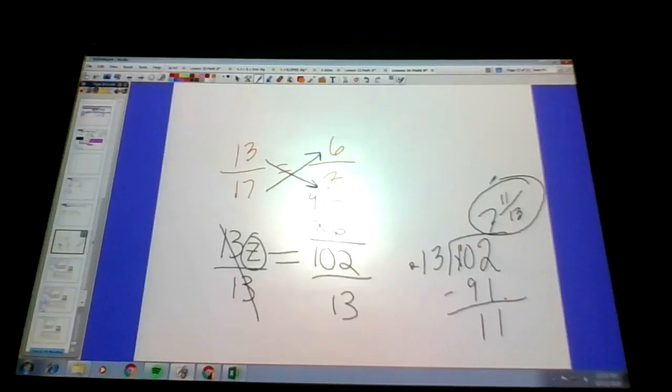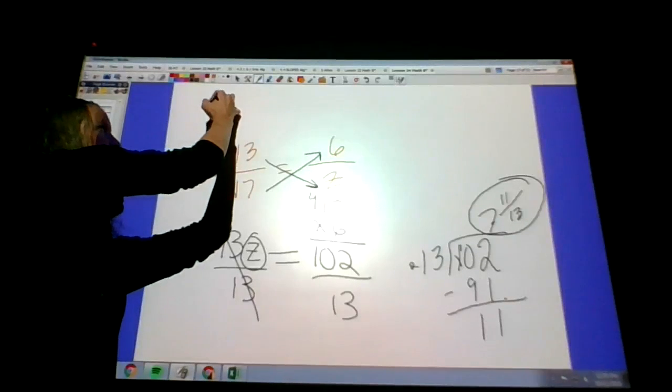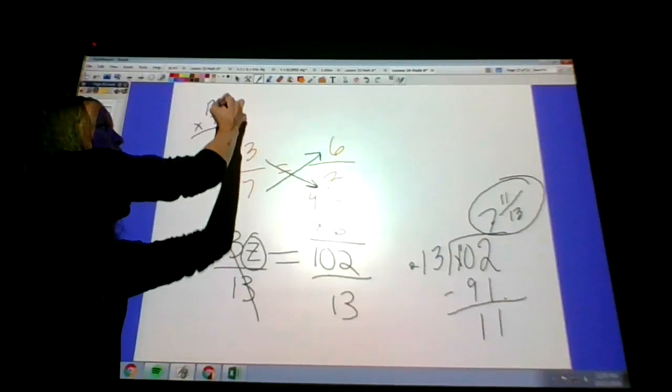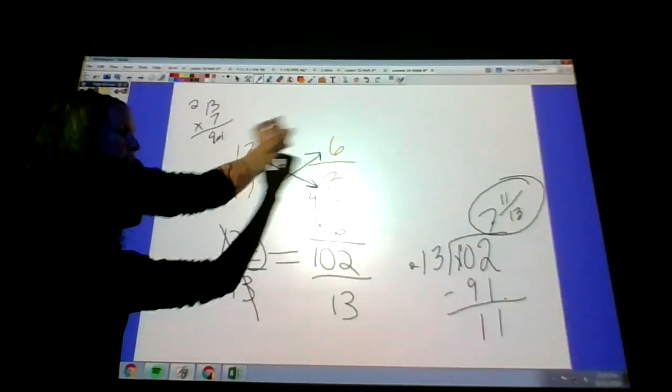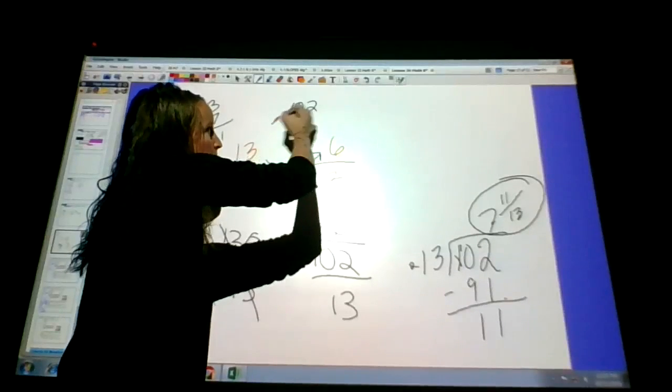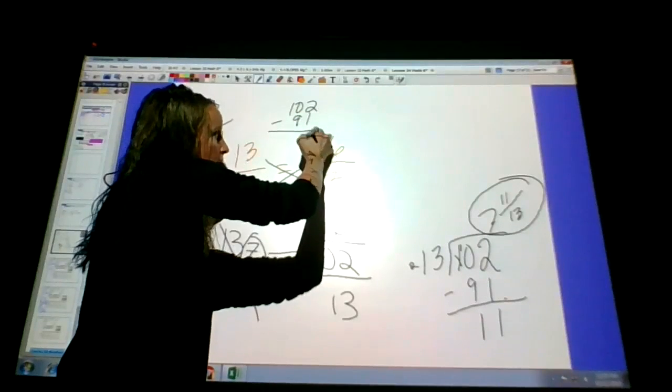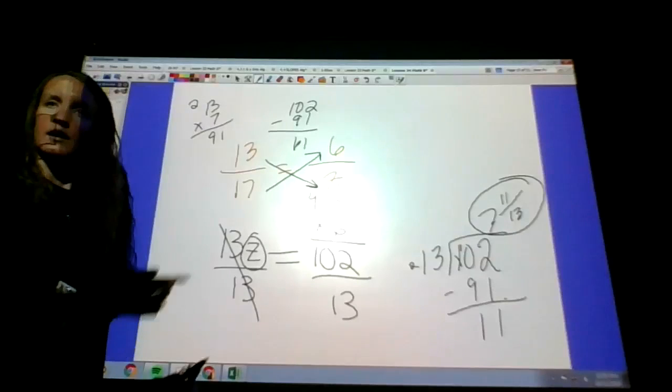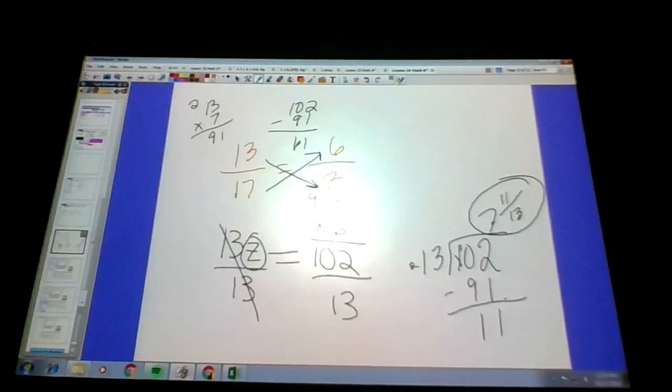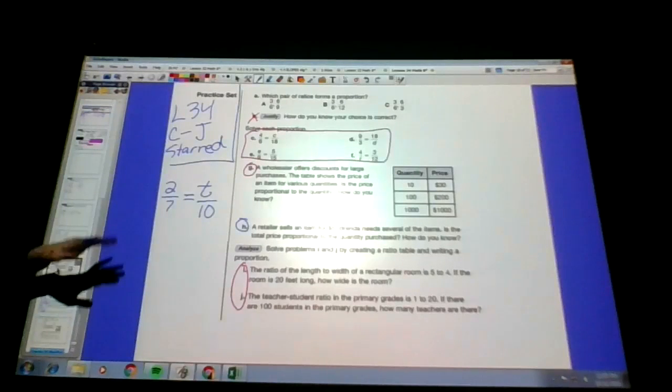Because look at this. 13 times 7. 21, carry the 2, 91, right? 102 minus 91 is 11. So it's 7 and 11/13. To prove your calculator wrong, just go 7 times 13, then add 11 to it. I guarantee you get 102.